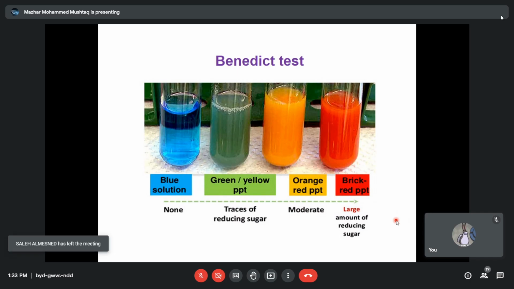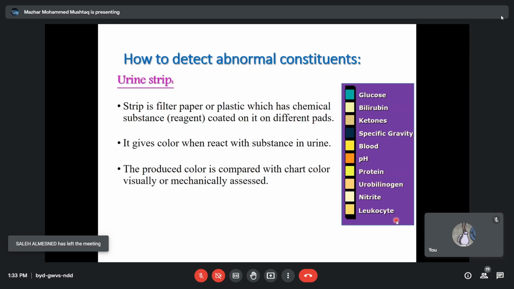So this was the Benedict test. They used to do it before. Nowadays, it is no longer there. What do we have? We call it a urine strip. This is called the urine strip test.